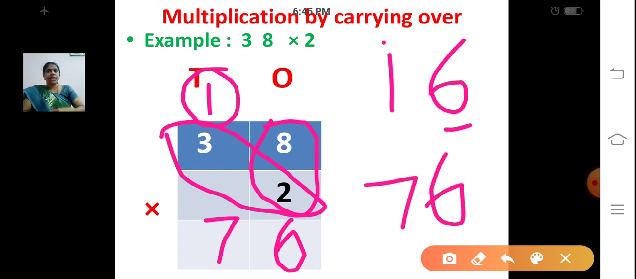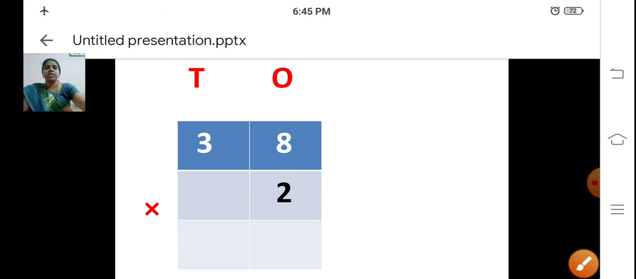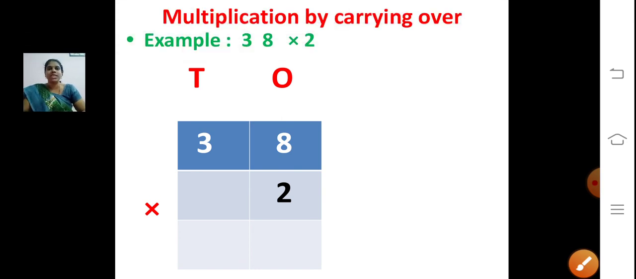So this is the carry over method. Remaining sums we'll do in the next class. So practice well all the sums.